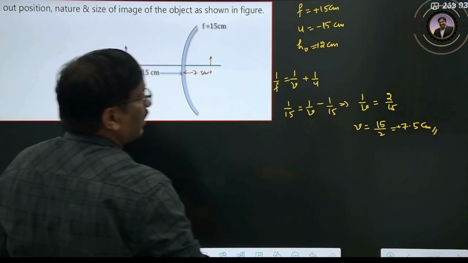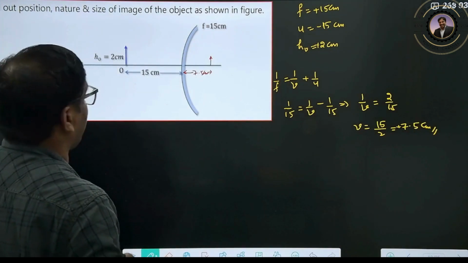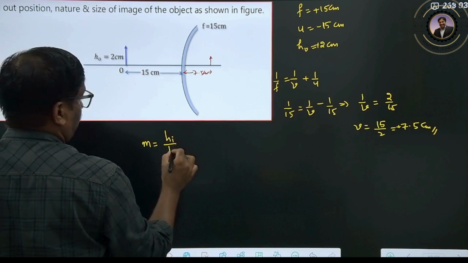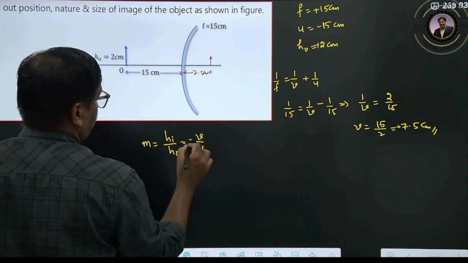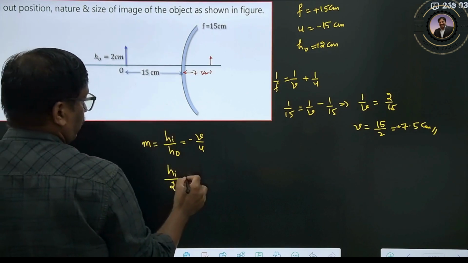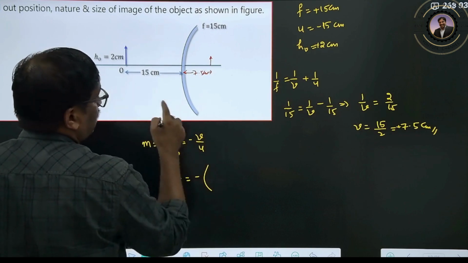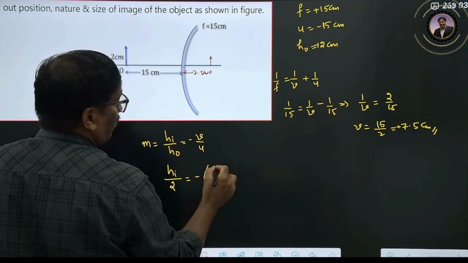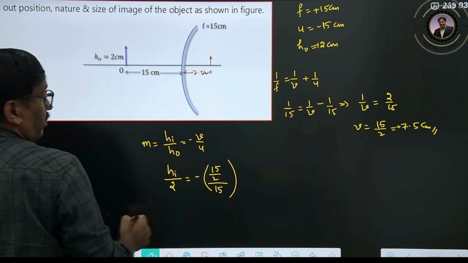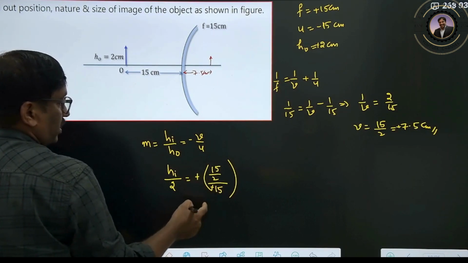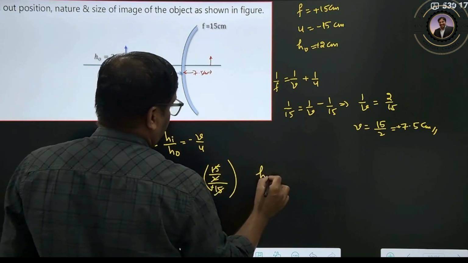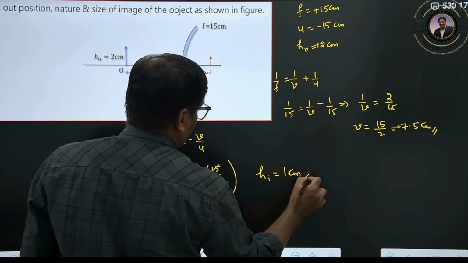7.5 centimeter. Clear? This is your image. Magnification: height of the image by height of the object is minus v by u. Height of the image by height of the object is nothing but 2 plus 2 above, minus image distance, which is plus 7.5, so 15 by 2, by object distance, which is 15 minus. This minus plus, therefore this 15 and 15 cancel. So this 2 and 2 also cancel. Height of the image will be equal to plus 1 centimeter.